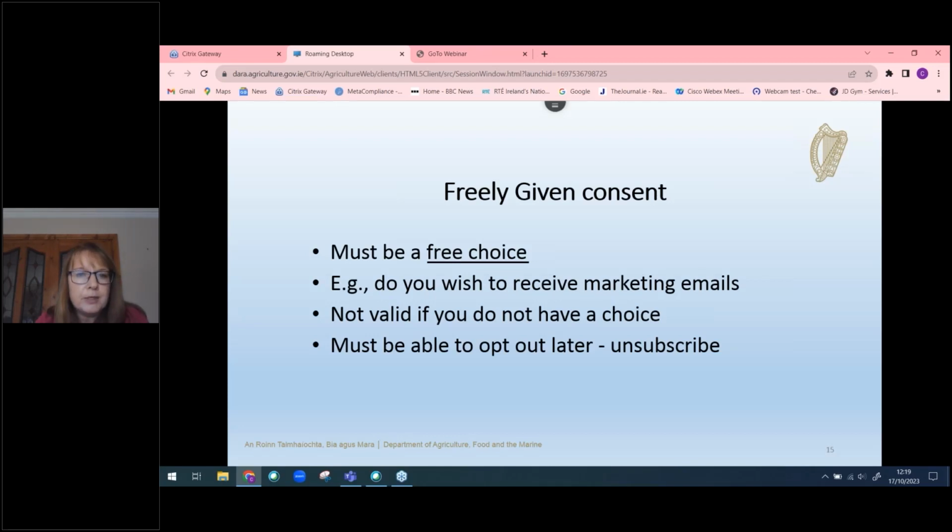And for example, you often see it if you are signing up to marketing emails. They will ask, do you wish to give your consent to it or not? Should be a choice, yes or no. It's not considered valid consent if you don't have that choice. And you must be able to opt out later. So the marketing emails, you will often see the unsubscribe button right down at the very bottom. So they must legally give you an option to opt out of that later if you wish.